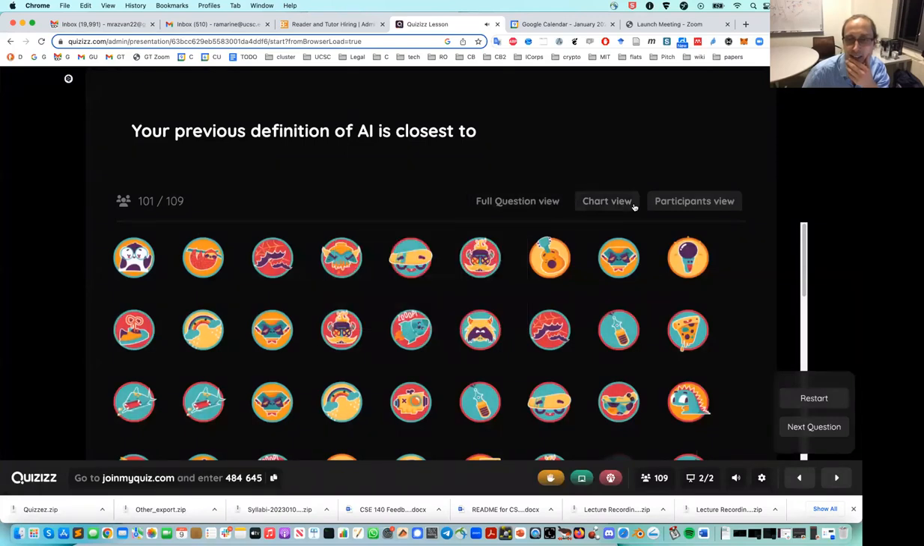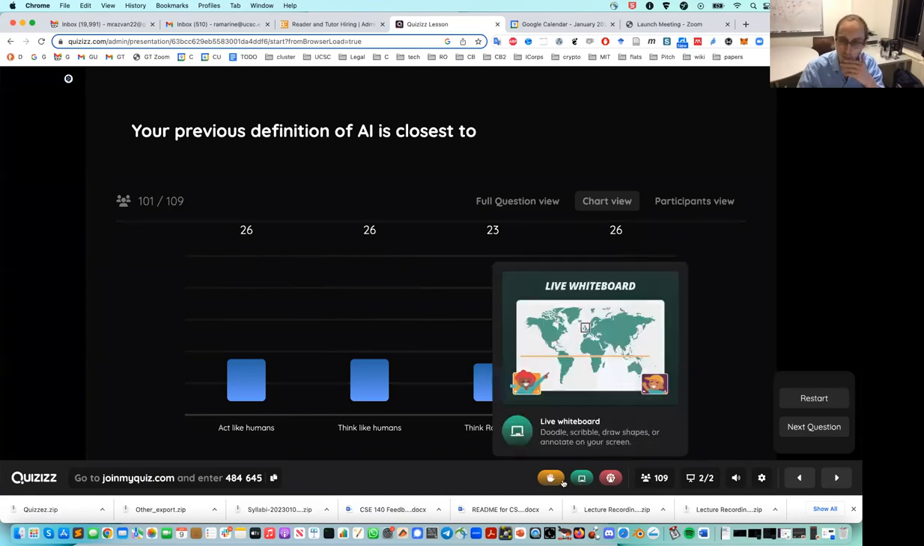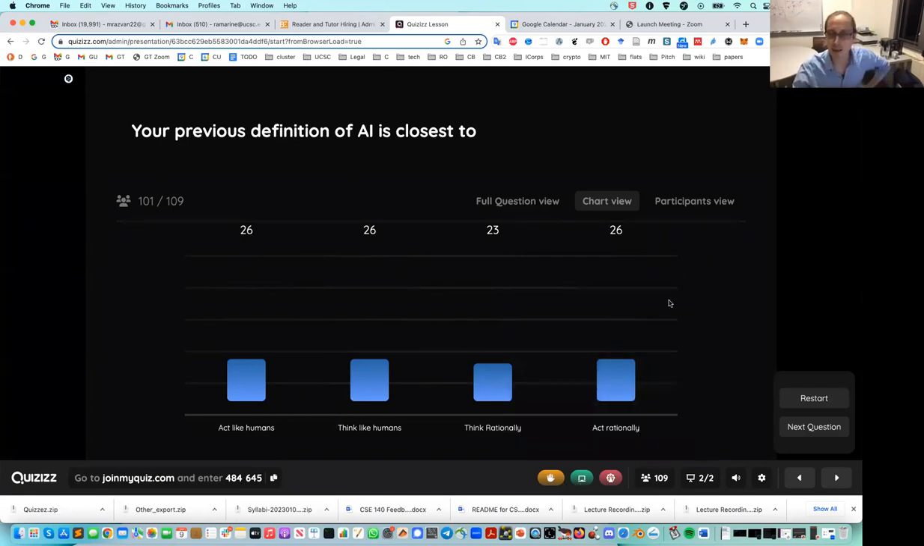So let's see the results. Okay, so we got quite an even number of responses across all the four. This is super interesting. So 26 of you said more like act like humans, 26 more like think like humans, 23 think rationally, 26 act rationally. So it can be all four of them, it can be any combination. So this was a poll, but in general, all of these are correct. There's no one wrong answer generally, but they all see the problem from a different lens.